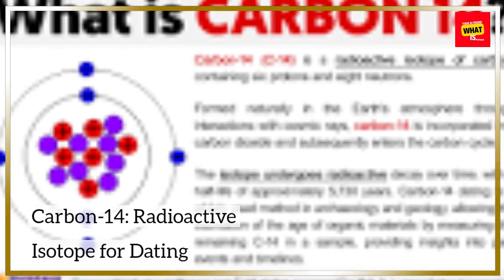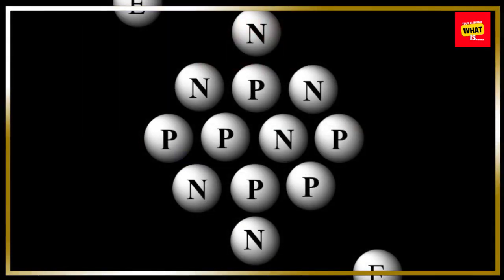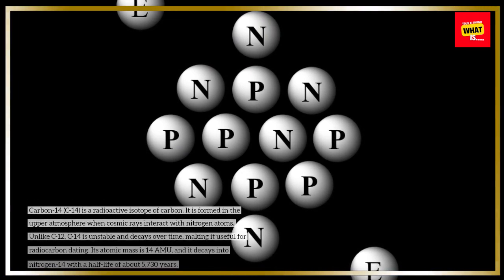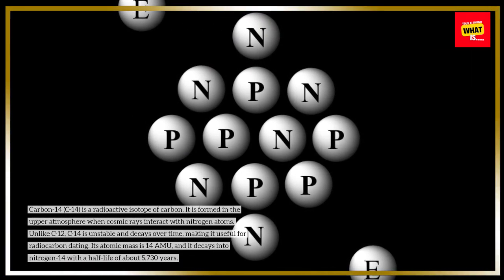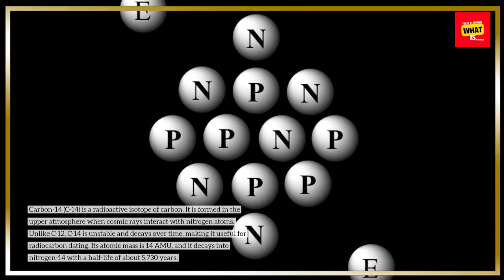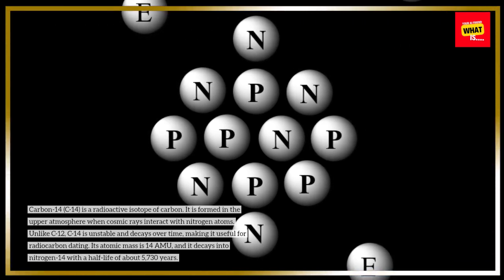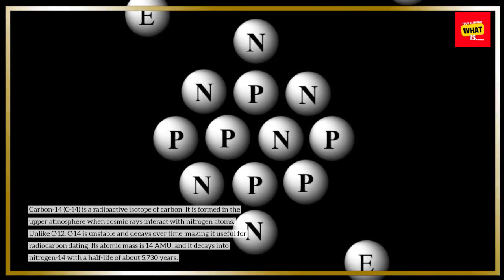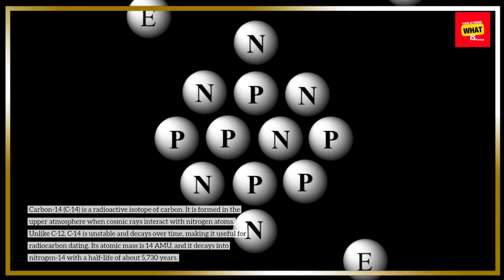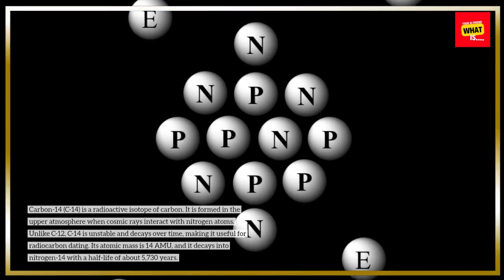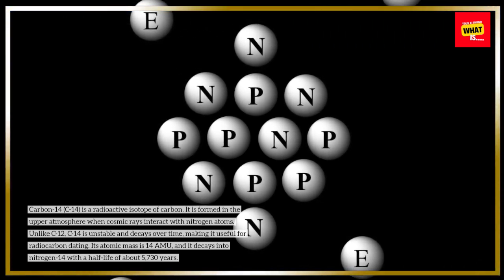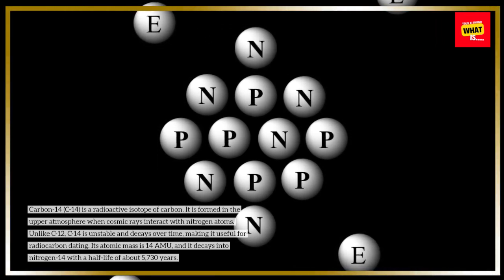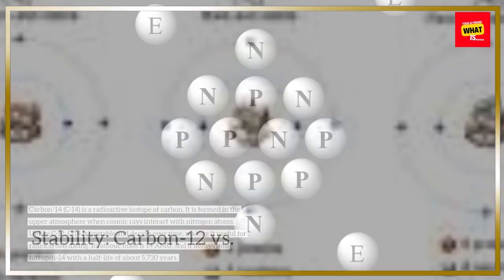Carbon-14, radioactive isotope for dating. Carbon-14, C14, is a radioactive isotope of carbon. It is formed in the upper atmosphere when cosmic rays interact with nitrogen atoms. Unlike C-12, C-14 is unstable and decays over time, making it useful for radiocarbon dating. Its atomic mass is 14 atomic mass units, and it decays into nitrogen-14 with a half-life of about 5,730 years.